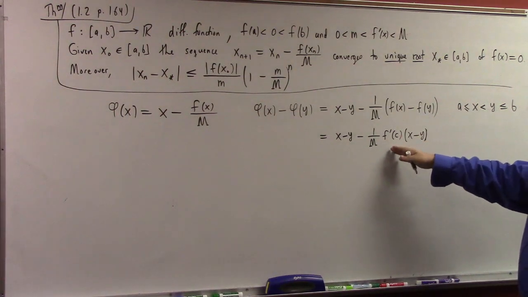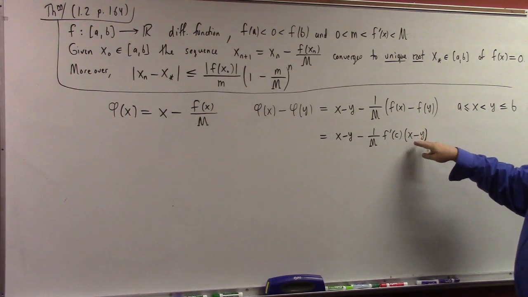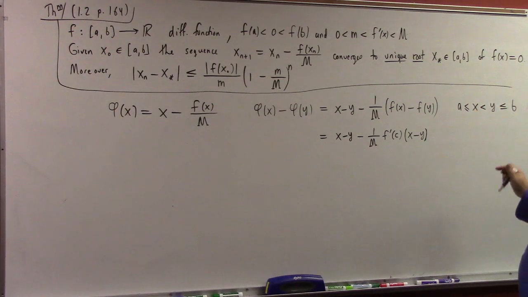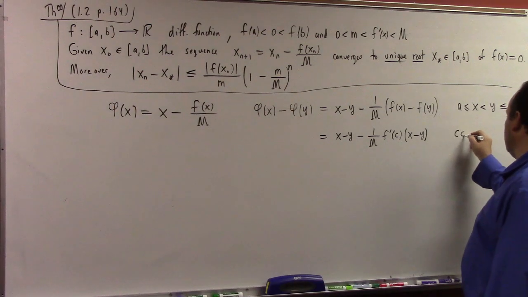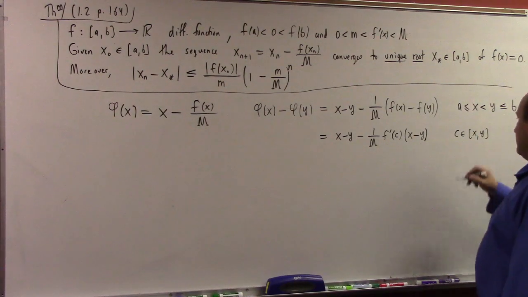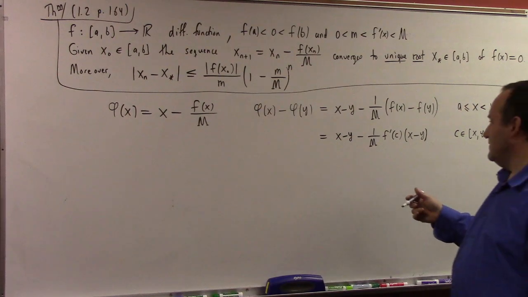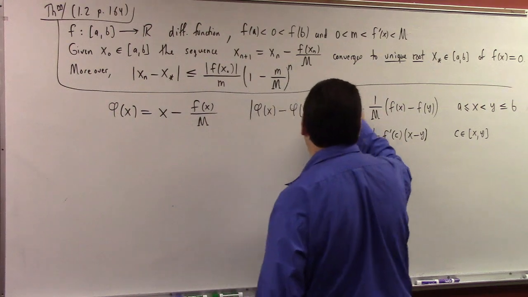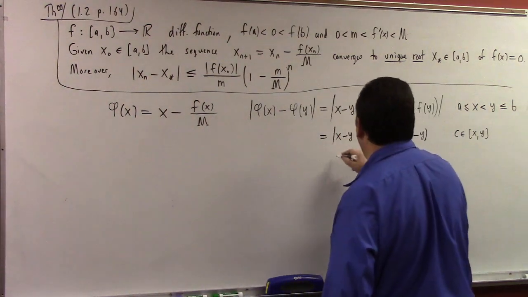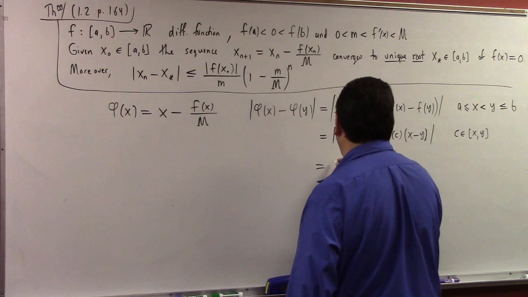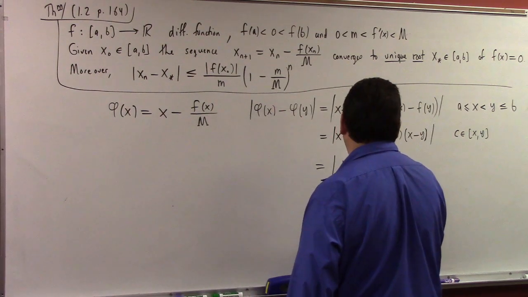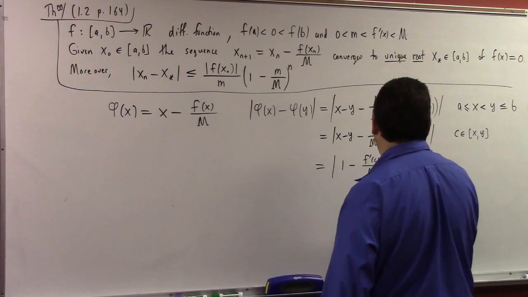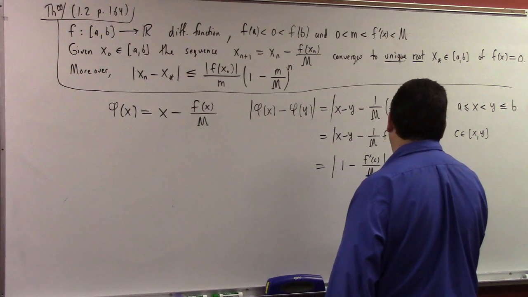This can be rearranged: f prime of c is equal to f of x minus f of y over x minus y. Okay, so this is the mean value theorem, where c is an element of x to y. Then if I look at the absolute value of this thing, I have the absolute value of 1 minus f prime of c over big M, times x minus y.